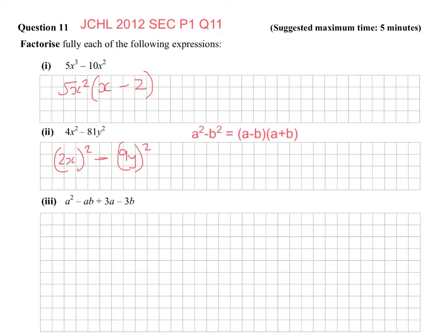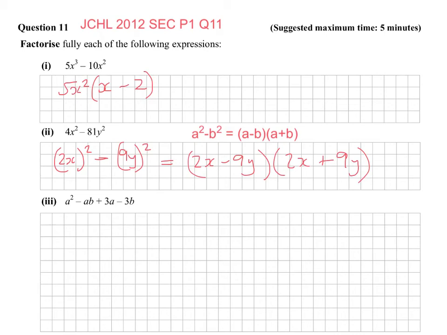And the rule for difference of two squares is a squared minus b squared is equal to a minus b, a plus b. So in this instance we have 2x minus 9y, 2x plus 9y. Just please note, it doesn't matter which one's positive and which one's negative, but the key thing is what's inside these brackets is 2x minus 9y and 2x plus 9y in my new factorized form.